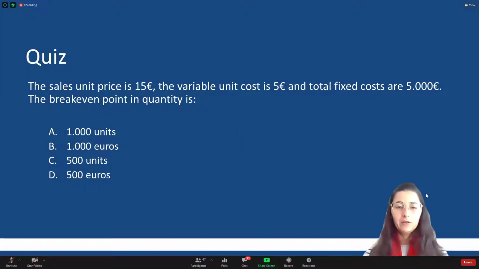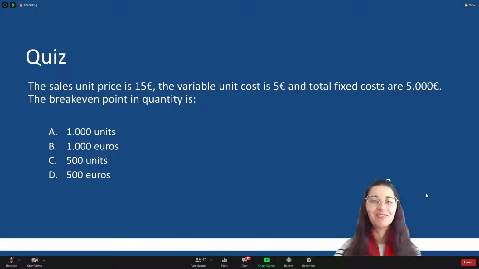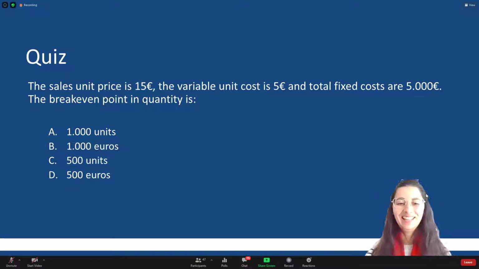So 500 units. Sorry, Professor, I was just trying to answer when you closed. But yeah, I will also put 500 units. Okay, so you have to be very quick, okay? Yeah, sorry, because I didn't have my calculator with me, so I had to go get it. Make sure you get your calculator there, okay? Yeah, now I have it.